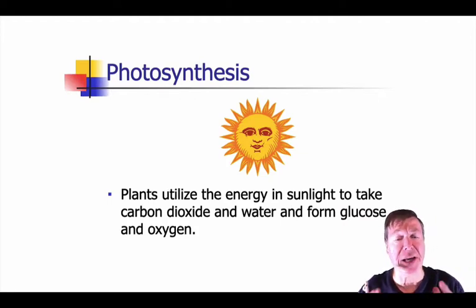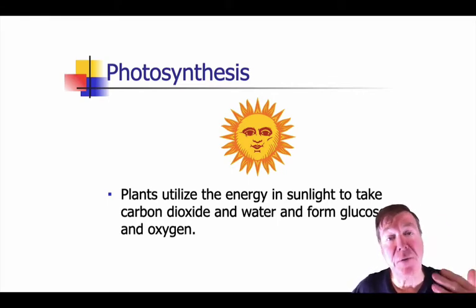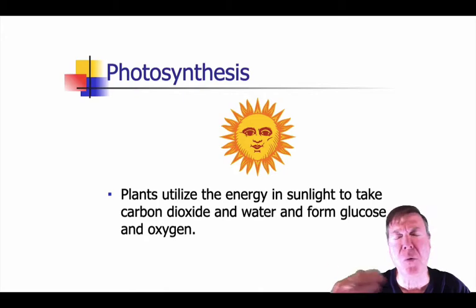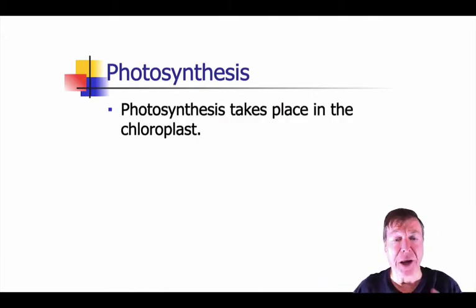Photosynthesis utilizes the energy from sunlight. Remember, first law of thermodynamics, we cannot create or destroy energy. So we have to get it from somewhere, the sun. We take carbon dioxide and water, and we form glucose and oxygen. I'm going to go through a really basic explanation of this. It takes place in the chloroplast. Hopefully you already knew that.